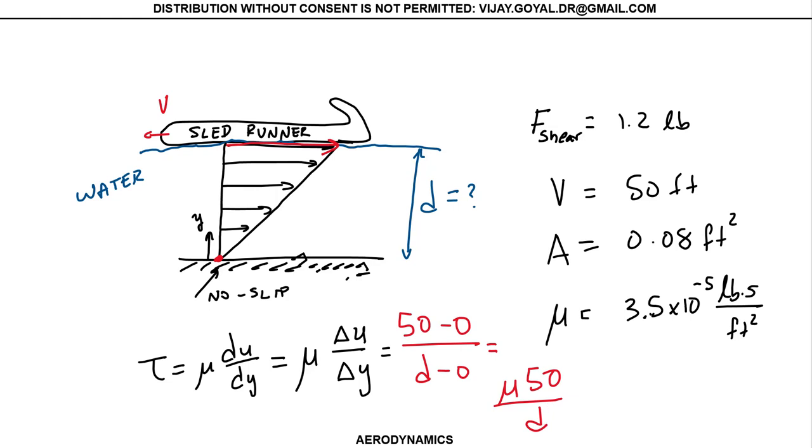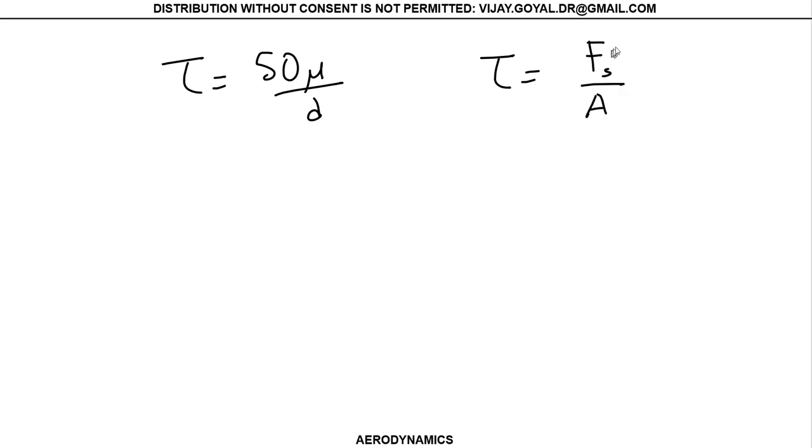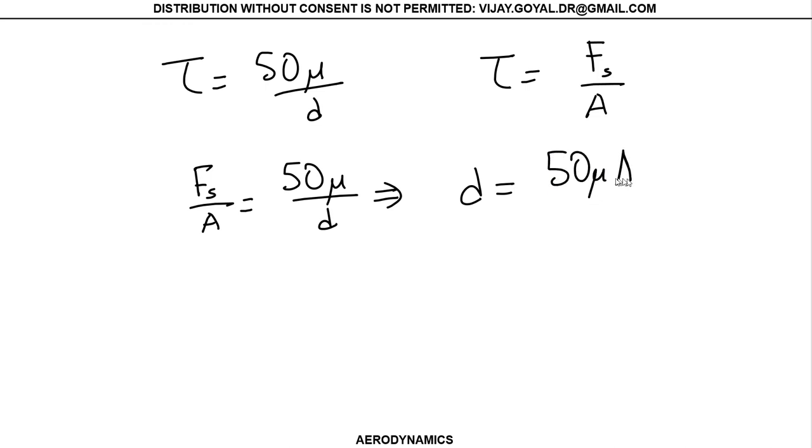Okay, so now let's go to the next page and keep working on this equation. So this is equal to 50 mu over d. Also, I know that your shear is nothing else than your shear force divided by area, which I also know in the problem. So force divided by area is equal to 50 mu over d. And from this equation, I know that d can be solved and is equal to 50 mu times area over my shear force.